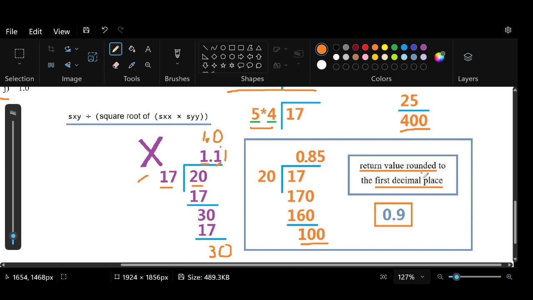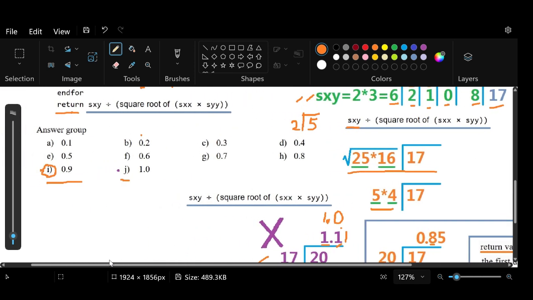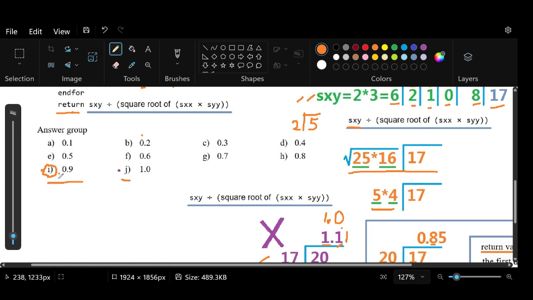And the part about rounding to the first decimal place, which is this one, because 5 is the one next to it, the one after it, then this should be 9. So 0.9 would be the correct answer. And again, the answer group says that 0.9 is letter I.